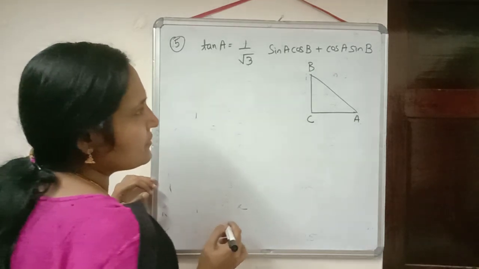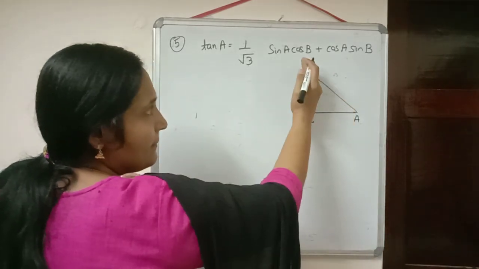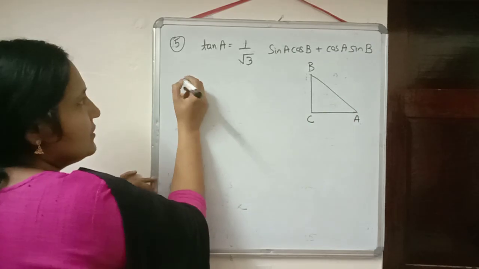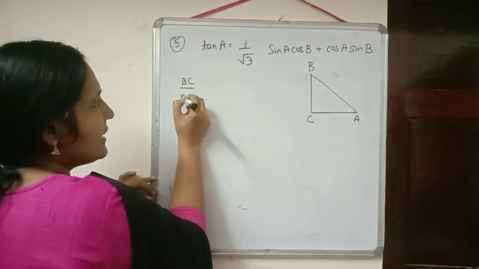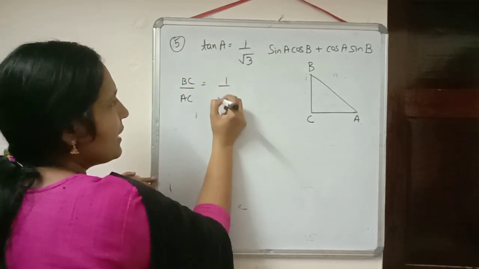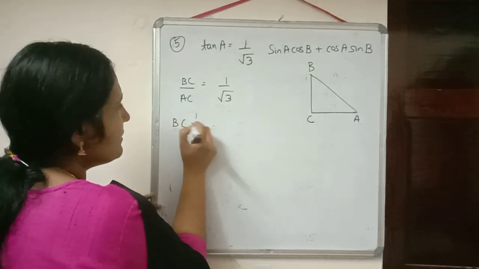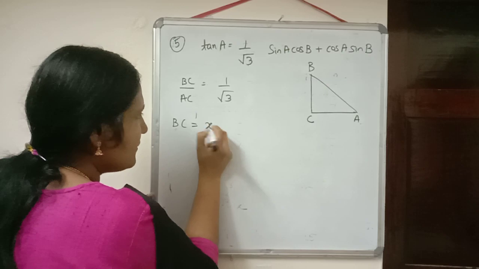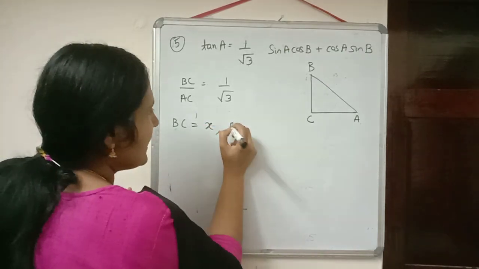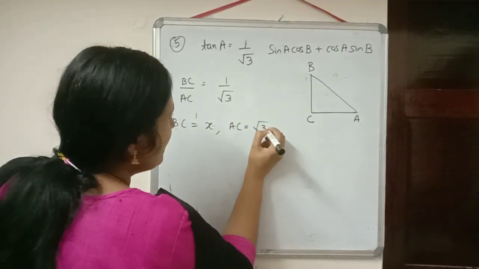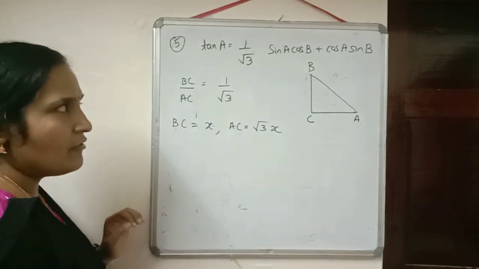What will come according to the formula tan A? Perpendicular by base. So it will come BC by AC is equal to 1 by root 3. So directly we can write BC will be equal to 1x, or simply you can write x. And AC will come is equal to root 3x.